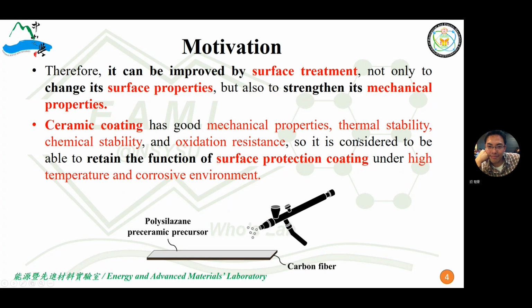Therefore, it can be improved by surface treatment, not only to change its surface property, but also to strengthen its mechanical property. And ceramic coating has good mechanical property, thermal stability, chemical stability, and so on. Therefore, this ceramic coating can be regarded as a surface protection coating.